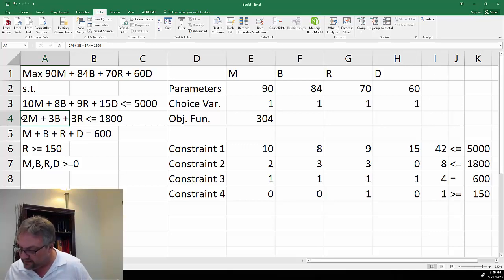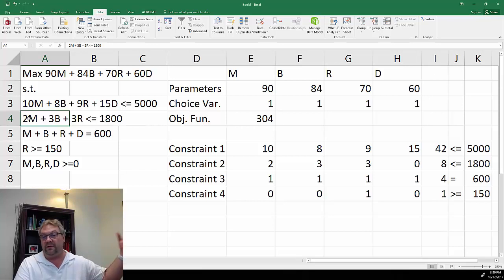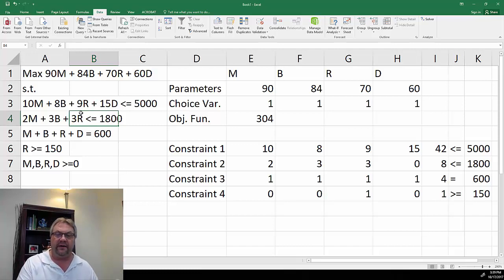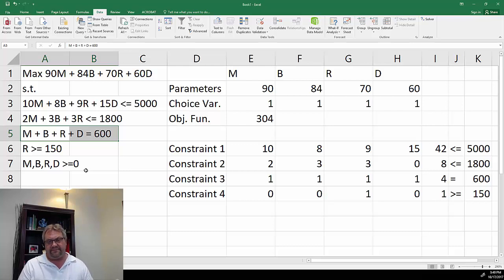Oh, this is the sales effort. It takes 2 hours to sell a radio to the marine guys, 3 hours for the business, 3 hours for the retail, and they've only got 118 hours of salespeople available. 0 hours for the direct mail. Now, this is an interesting constraint. It's a valid constraint, and this is one you're not going to see a lot. But I did want to talk about it.